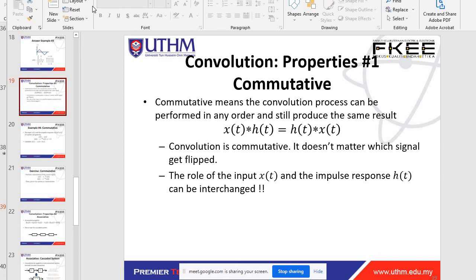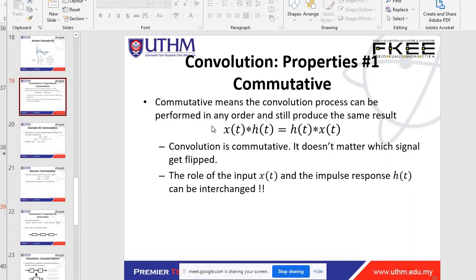All right, last week you have learned about the convolution properties. The first property is the commutative property. This means that it doesn't matter whether you convolve x(t) with h(t) or h(t) with x(t). It doesn't matter which signal gets flipped, because the roles of the input x(t) and the impulse response h(t) can be interchanged. So this is the commutative property.